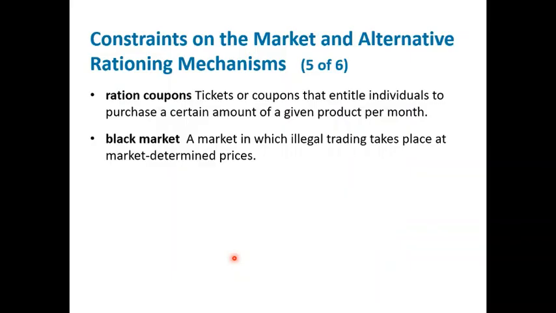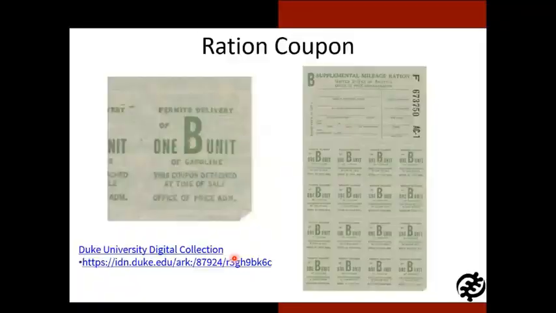What else can you use? Well, there's ration coupons. Here's an example. This comes from Duke University. These are coupons from World War II. What happened is there wasn't enough gasoline and critical items for the war effort. So citizens were given these, and if you wanted to buy gasoline, you had to give them a coupon and some money. And this allowed a certain amount of gasoline to be sold to you for the war effort.